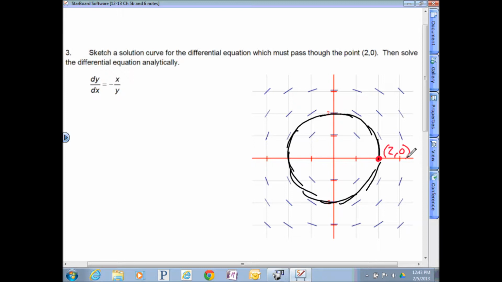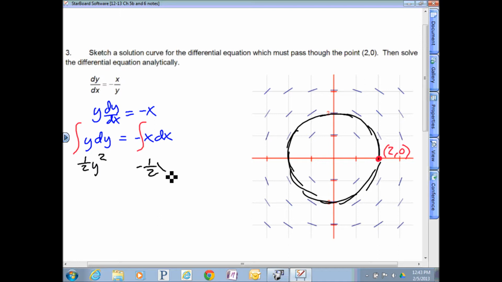Now solve the differential equation analytically. The first thing I've got to do is separate my variables. So I'm going to multiply by y: y dy over dx equals the opposite of x. I'm going to multiply by dx, so y dy is equal to the opposite of x dx. Now I'm going to integrate this. The antiderivative of y with respect to y would be 1/2 y squared. And on the other side, the antiderivative of x would be the opposite of 1/2 x squared.